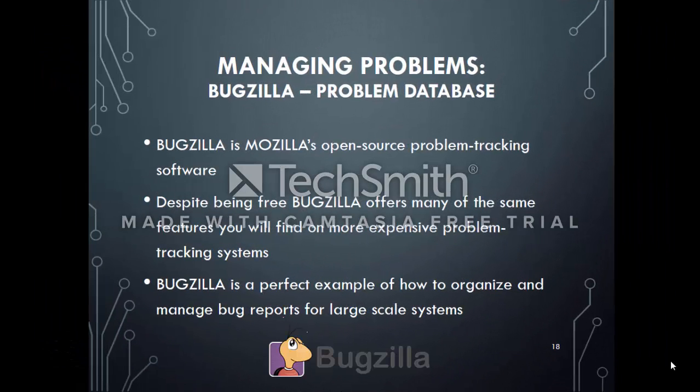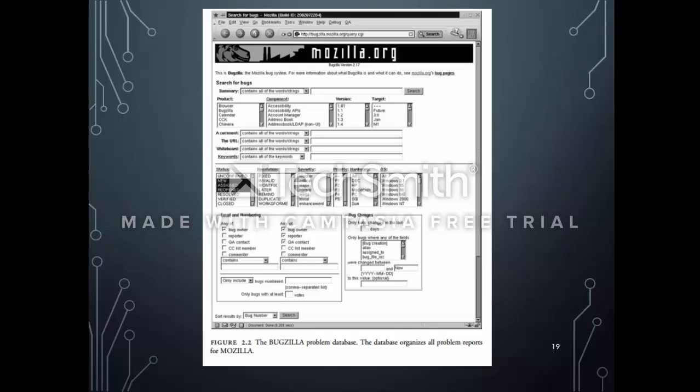In continuing our study on how to manage problems, we will now look at Bugzilla, Mozilla's open source problem tracking software or problem database. Despite being free, Bugzilla offers many of the same features you'll find on more expensive problem tracking systems and is a perfect example of how to organize and manage bug reports for large-scale programs. Here we have Bugzilla and an example of its extensive user interface, which allows for searching and reporting bugs.